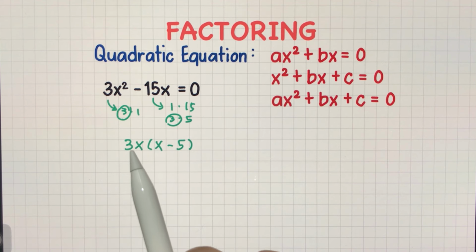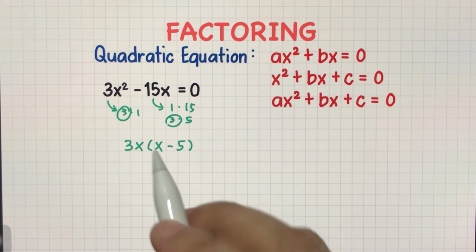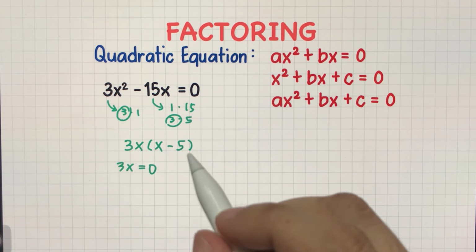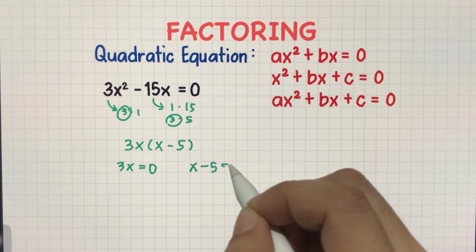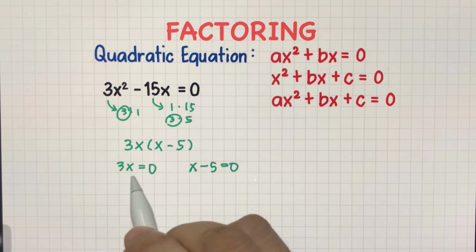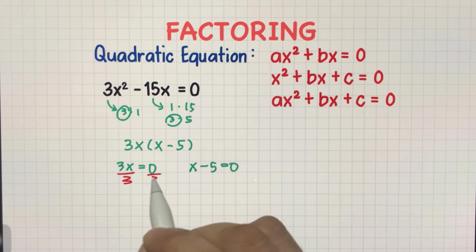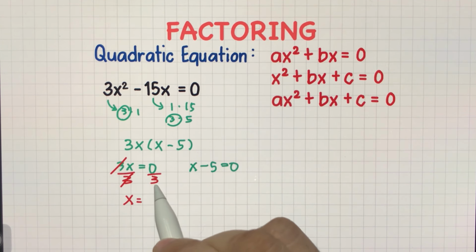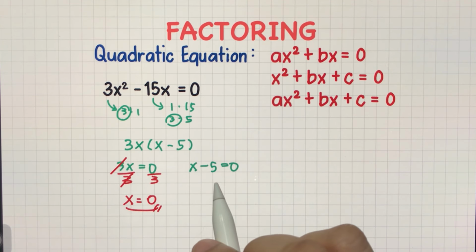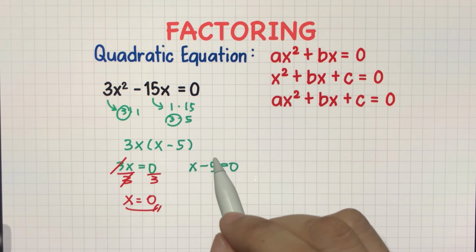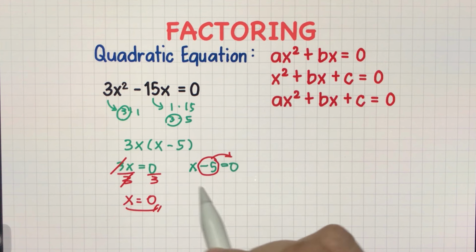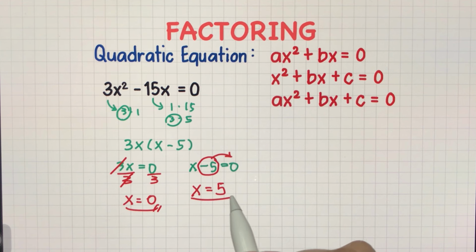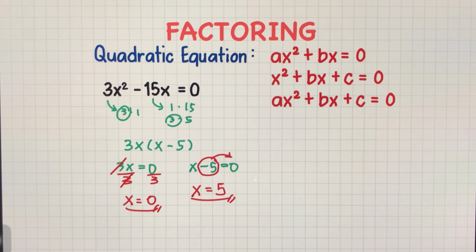And after that, we'll be equating each factor to 0 to solve for x. So it will be 3x equals 0. And the other factor is x minus 5, so that will be x minus 5 equals 0. Then solve for x. So 3x equals 0. To solve for x, just divide both sides by 3. Cancel 3. X will be equal to 0 divided by 3. That's equal to 0. And for the other factor, we have x minus 5 equals 0. Just transpose this negative 5 to the other side. So we'll have x here. And when we transpose negative 5, it will become positive 5. So the values of x are 0 and positive 5.